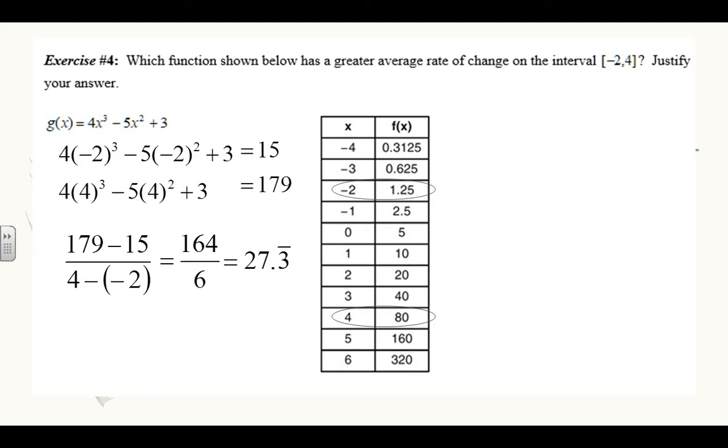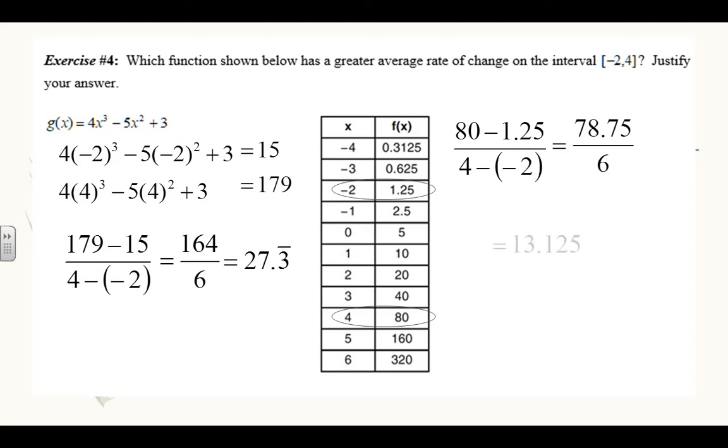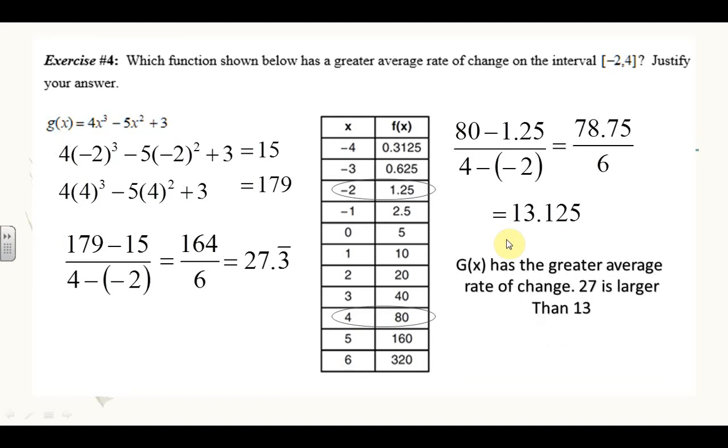And then we look at the table. We plug them in. Difference of the y's over the difference of the x's. Looks sort of right. Looks good. So then what would you say? g of x has a greater average rate of change over that interval. The number is bigger. See that one? It's bigger than that one. And that's the average rate of change.